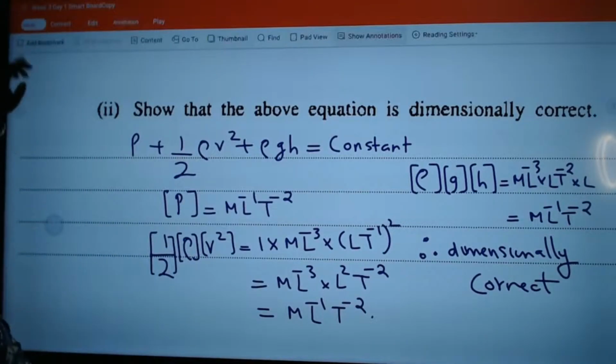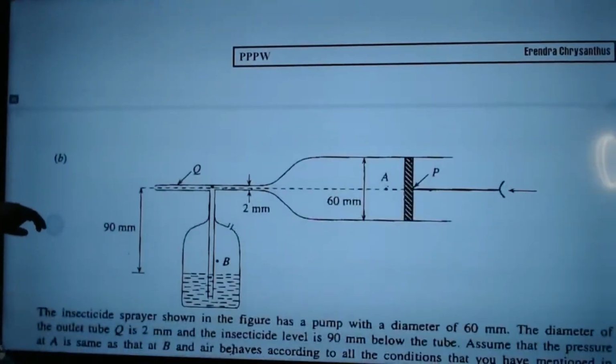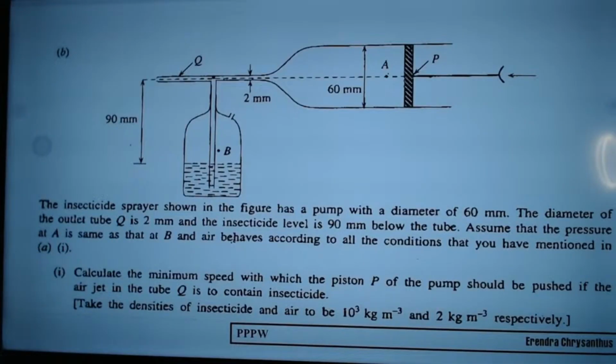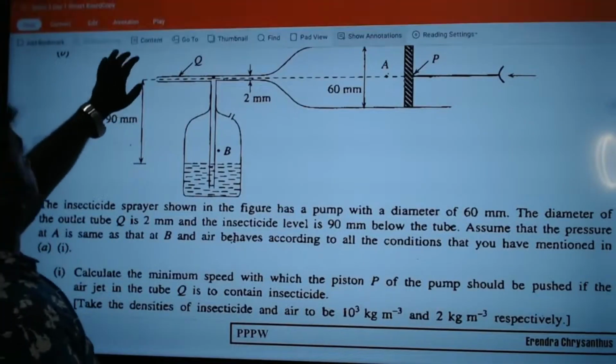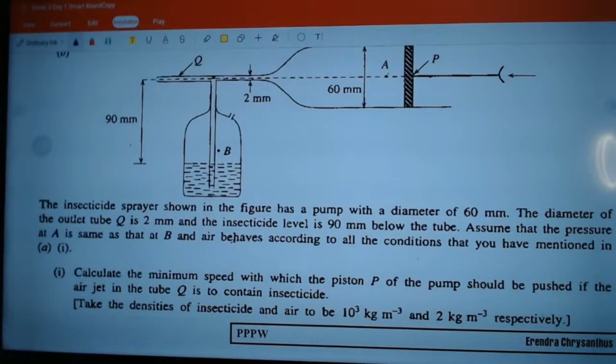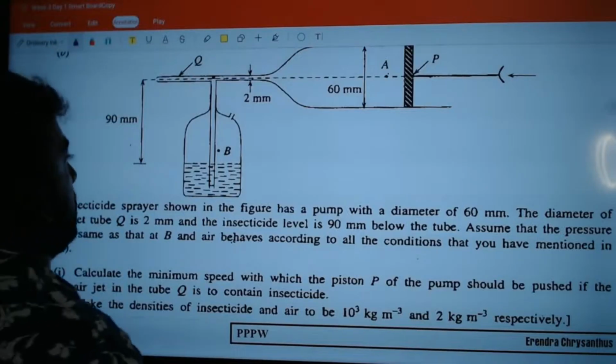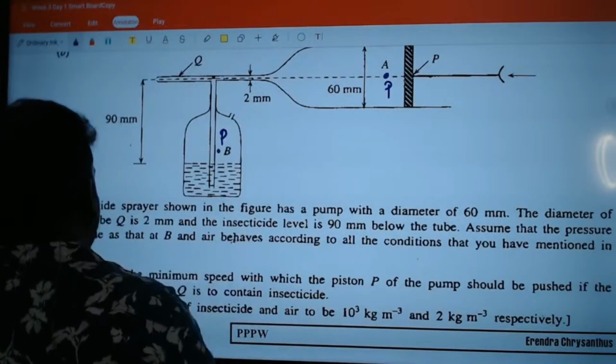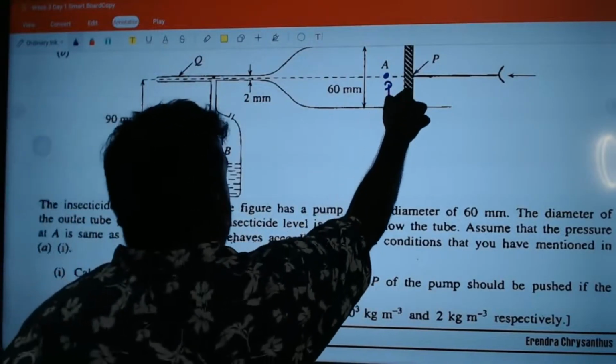Right? Okay. Read the question. An insecticide sprayer shown in the figure has a pump with diameter 60 millimeter. The diameter of the outlet is 2 millimeter. The insecticide level is 90 millimeter below. Assume that the pressure at A is the same as the pressure at B. So here pressure and here pressure both are what? Same. I'll name it P1, it will be easier. Right.